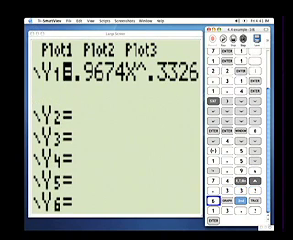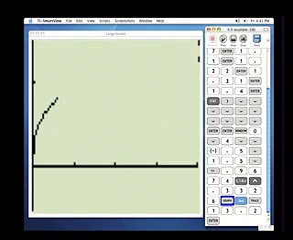And now we can graph that. And you will see that it has the shape of a root function because the exponent was 0.3326.